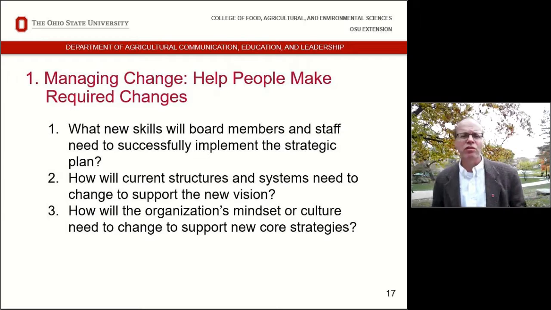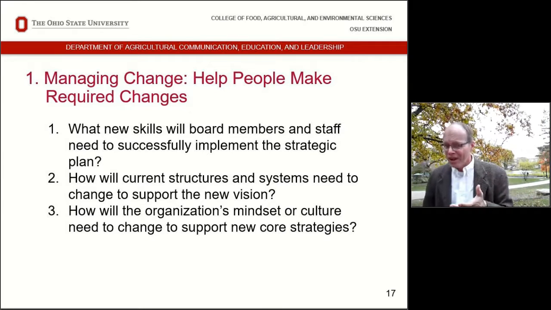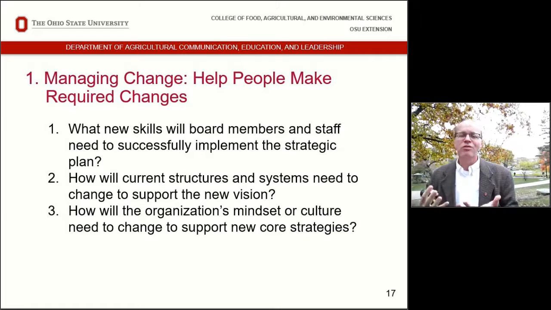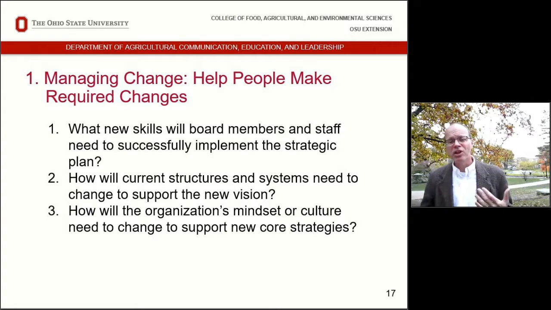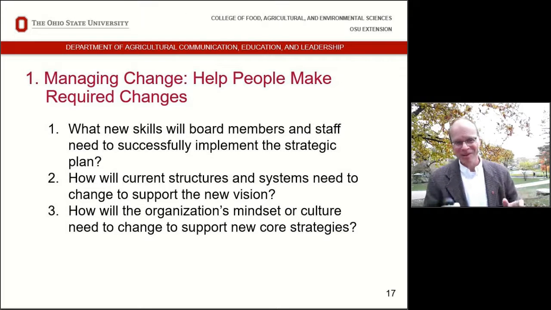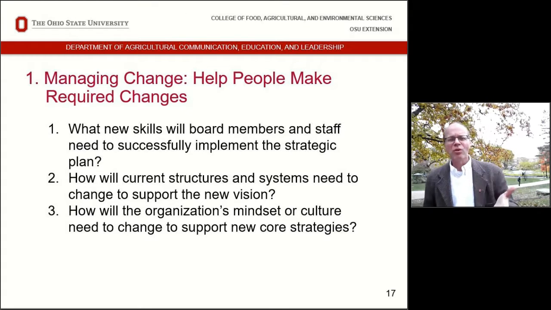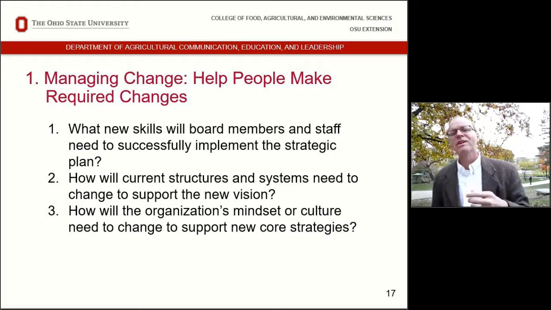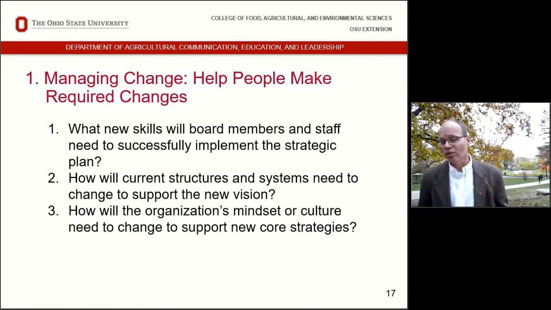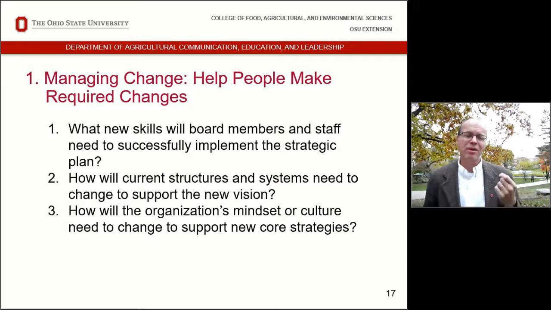How will the current structures or systems need to change to support the new vision? There can be systemic things in your system that need to update or change, or we're not going to do that anymore. Oh my gosh, yeah, that's possible. And then how will the organization, mindset, or culture need to change to support some of the new core strategies? All things that you really have to stop and think about.